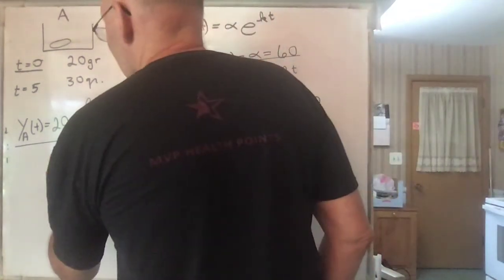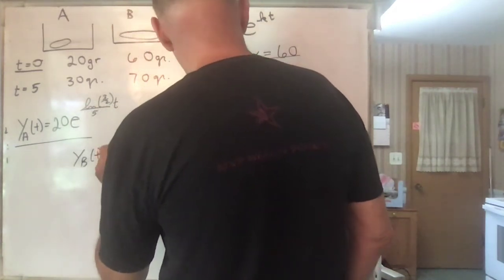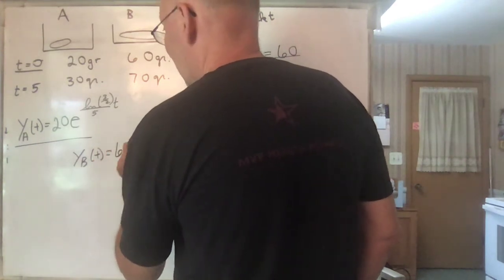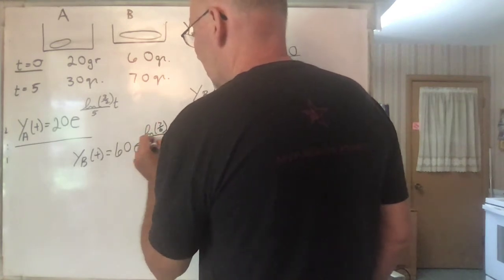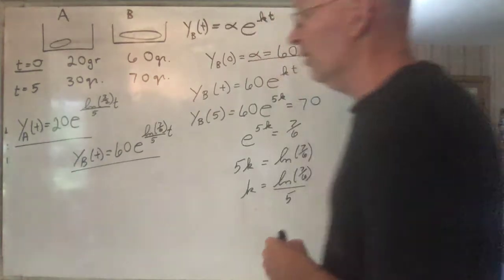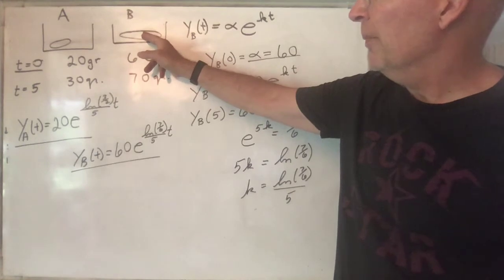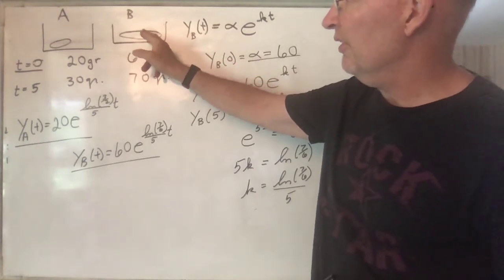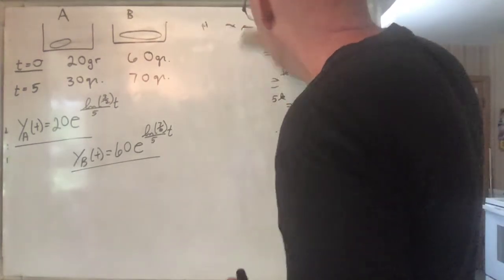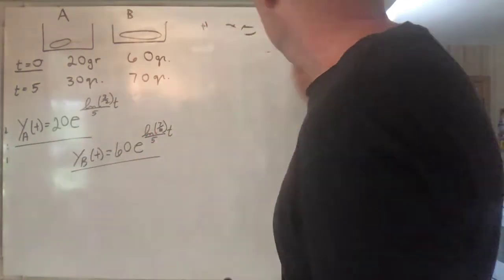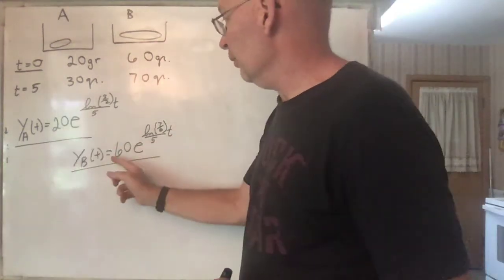So there is the formula for how much bacteria is in this dish. So there they both are. Now we want to know at what time are they going to be the same? When is this one going to catch up with this one? So what do we have to do? We want to know at what time will this be equal to this.